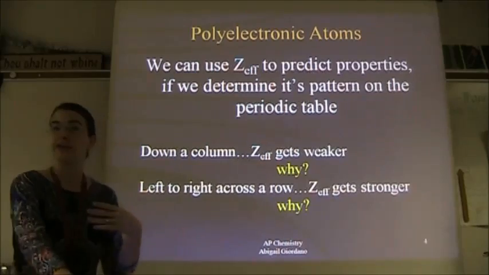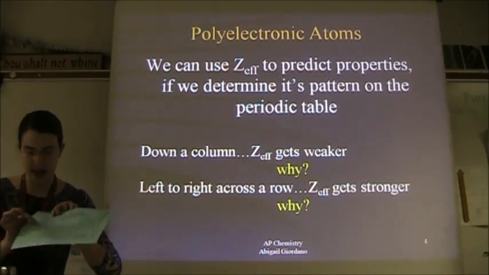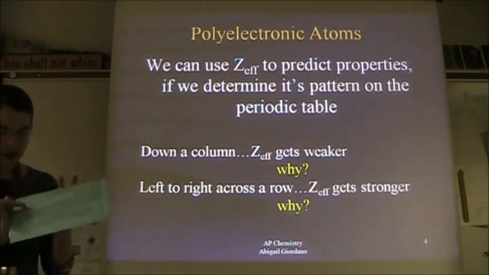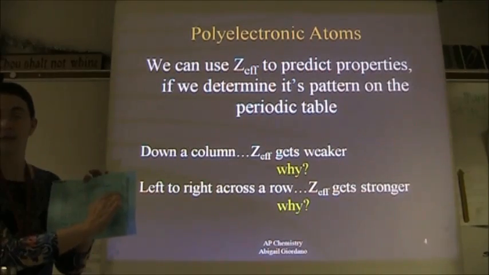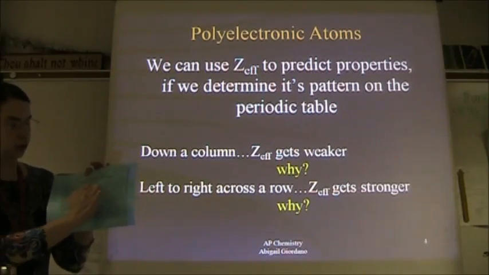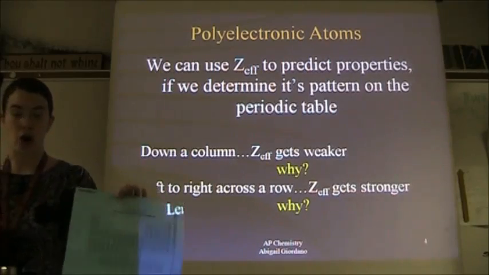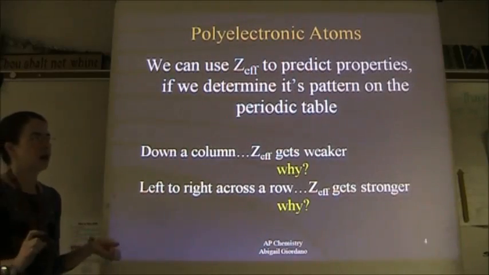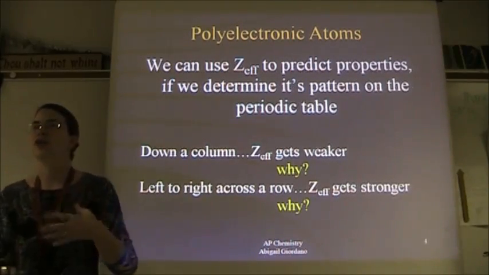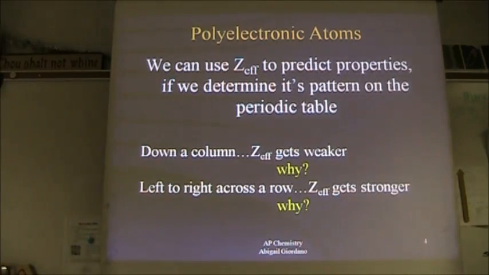Let's talk left to right. Let's say we're comparing sodium and chlorine. Now, do you all agree that sodium and chlorine are on the same row? Yes? Well, what does that really mean in terms of atomic structure? Their valence electrons are on the same energy level.